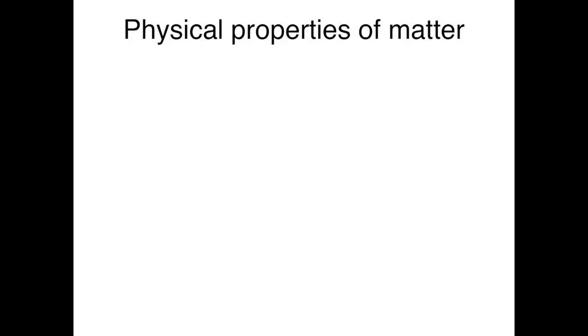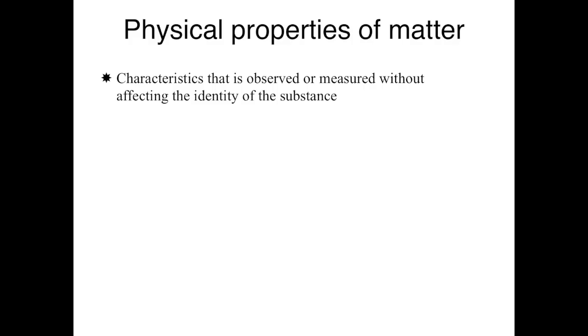Now let's talk about properties of matter. In this, there are two categories of properties. One is called physical property, the other is called chemical property. Let's start with physical property. A physical property is a characteristic of matter that is observed or measured without affecting its identity. So when you make that measurement, you do not change the identity of that substance. Examples of this are the shape of something, the physical state, whether it's solid, liquid, or gas, its density, or its color.